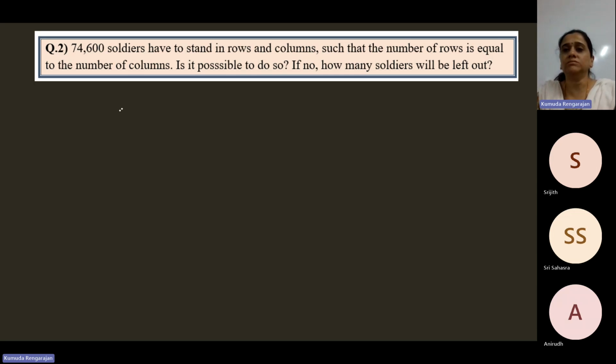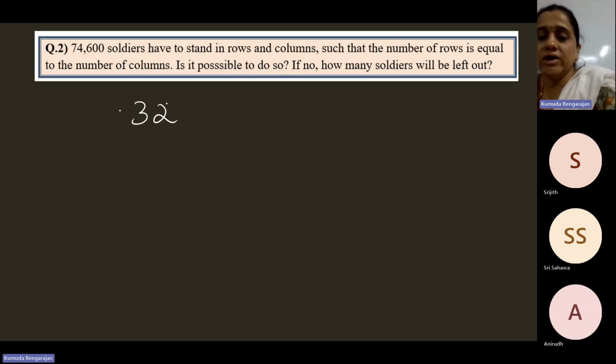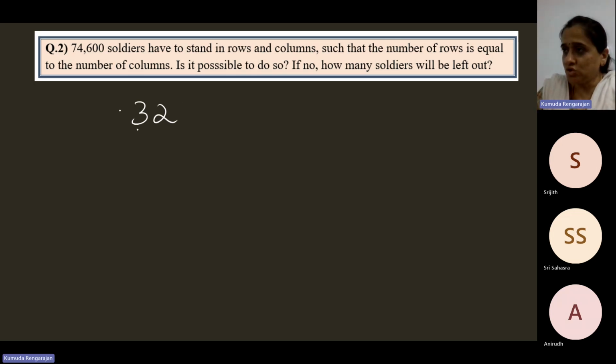Now, supposing there are 30 children, or say 32 children. All right, there are 32 children. You'll have to arrange 32 children in an equal number of rows and columns. Is it possible to do that? No, it's not possible. You can arrange 32 children in a rectangular fashion, but you cannot arrange them in the form of a square. Square meaning the number of rows is equal to the number of columns. That arrangement is not possible with 32 students.